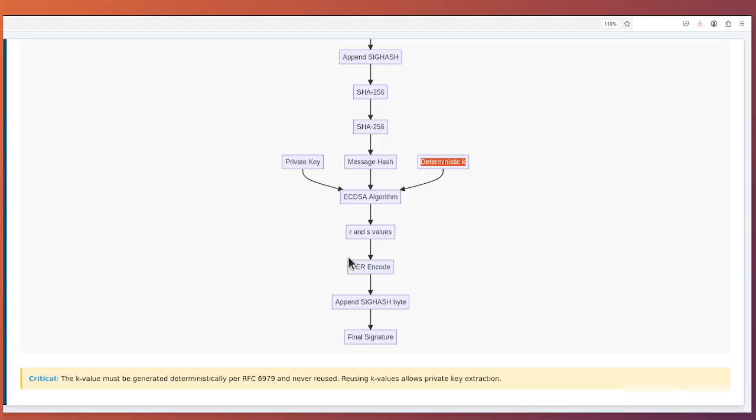The resulting R and S values are then encoded using distinguished encoding rules, or DER, which is a standard way to encode signatures.